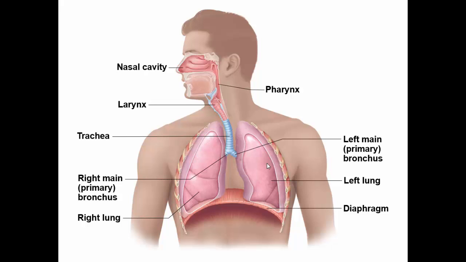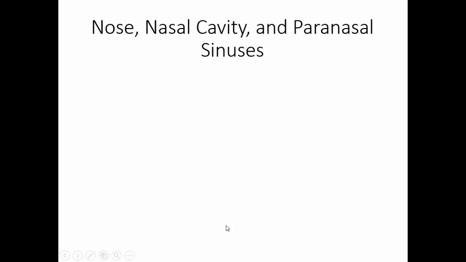If we look at the anatomy, we have the nose and nasal cavity, the pharynx or the throat, the larynx, the trachea. The trachea will divide into the right and left bronchi, which will feed air into the right and left lungs. The lungs are housed in the thoracic cavity, and the diaphragm separates the thoracic cavity from the abdominal cavity. The nose, the nasal cavity, and the paranasal sinuses act as airways for respiration.